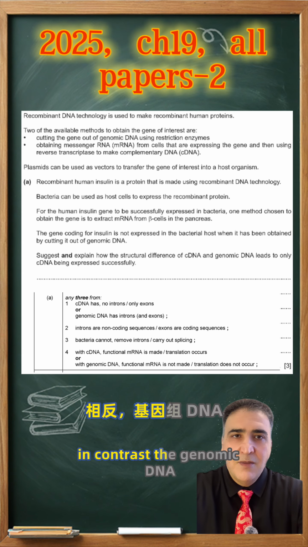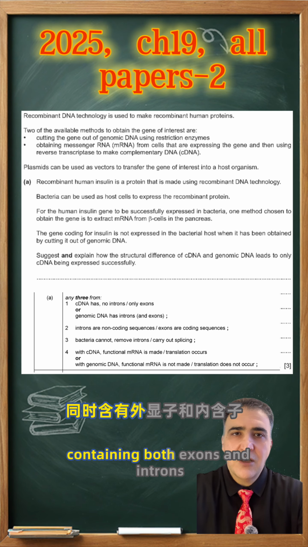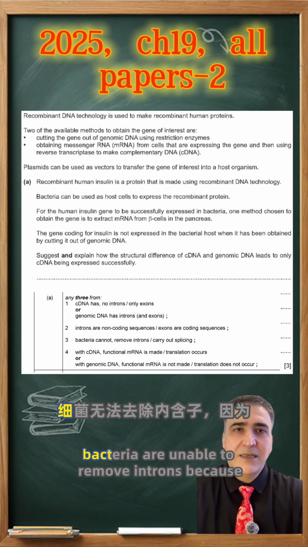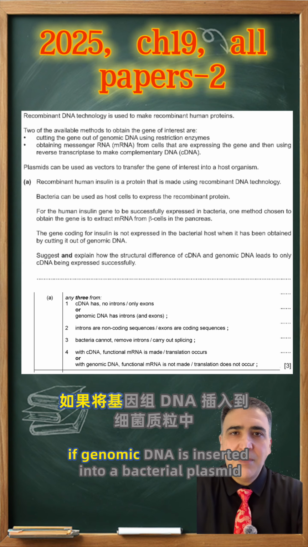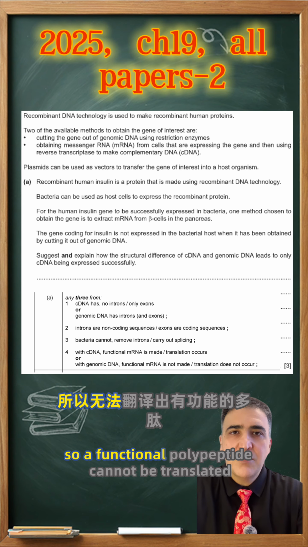In contrast, the genomic DNA taken directly from human cells contains both exons and introns because the gene has not yet undergone RNA processing. Bacteria are unable to remove introns because they lack the splicing machinery found in eukaryotic cells. As a result, if genomic DNA is inserted into a bacterial plasmid, the bacteria cannot produce a correctly processed mRNA transcript, so a functional polypeptide cannot be translated.